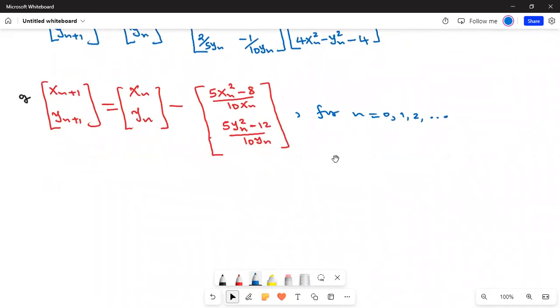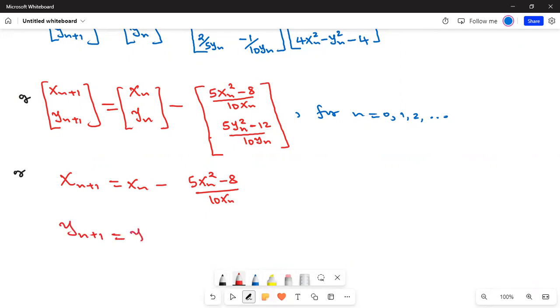You could also write this as xn plus 1 is equal to xn minus 5xn squared minus 8/10xn. Yn plus 1 is equal to yn minus 5yn squared minus 12/10yn. And our x naught is equal to 1. Our y naught is also equal to 1. So those are the initial guesses. Let us now perform the iterations.